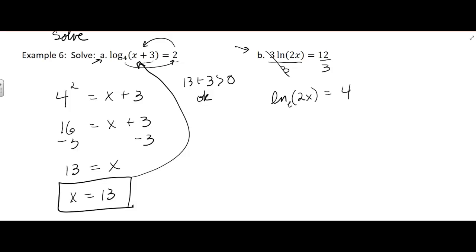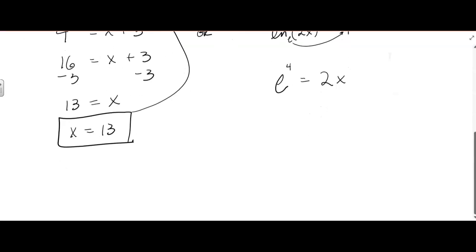Okay, so I'm going to convert. e is the base. I go across to get the exponent. So e to the 4th equals 2x. Okay, so however you want to draw it, but that's the definition of how we convert from a logarithm equation to an exponential equation. Okay, now I'm trying to solve for x. Divide by 2. So what's the answer? x equals e to the 4th over 2.